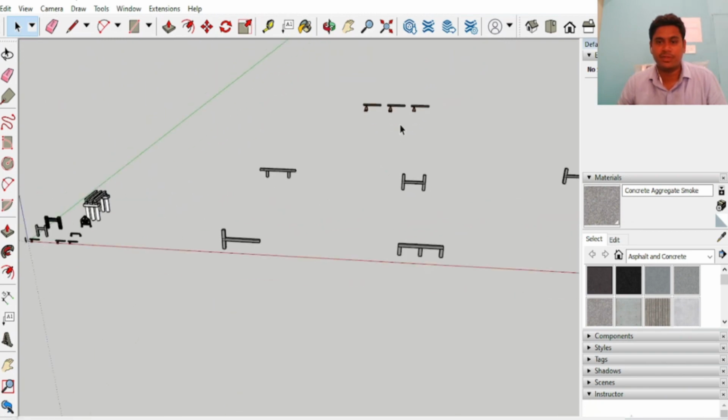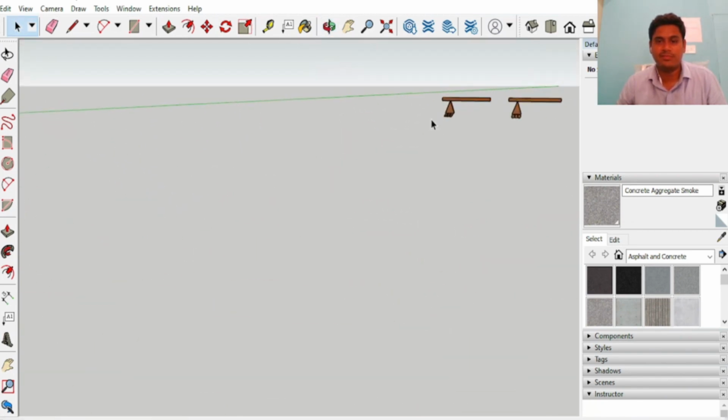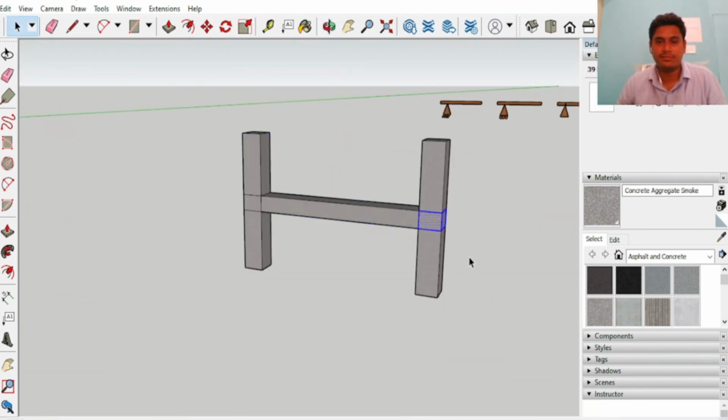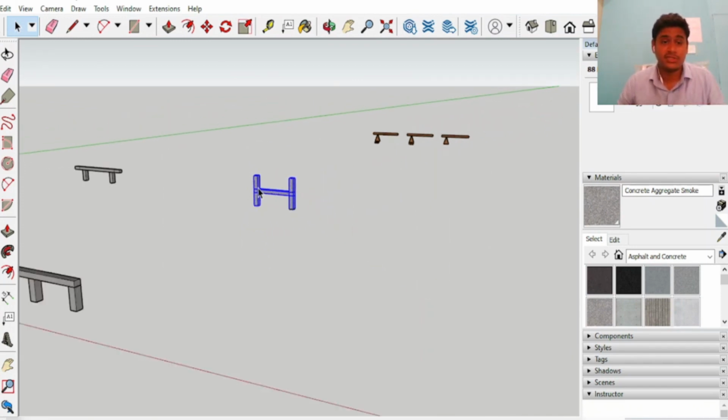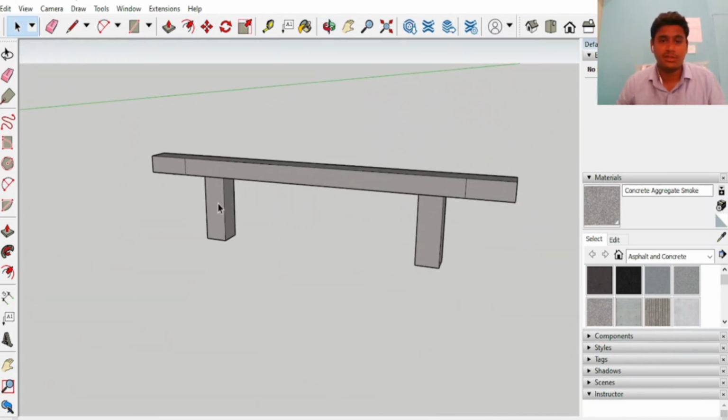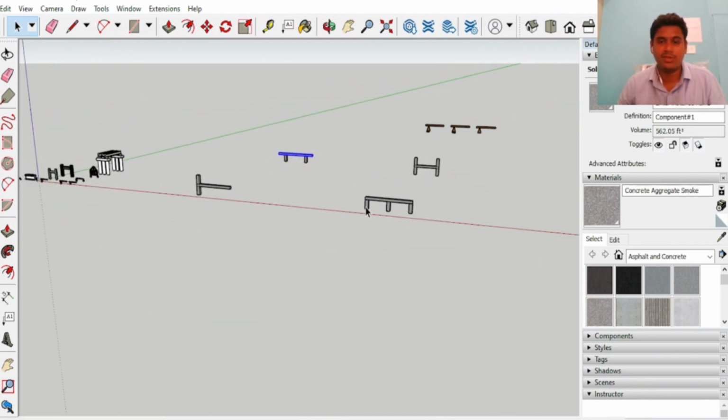Next beam is fixed beam. You can see this beam. This is a fixed beam, with both ends of this beam fixed. Next beam is overhanging beam. You can see this is support 1, support 2, this beam, but this beam overhangs at both the ends. Next beam is continuous beam.